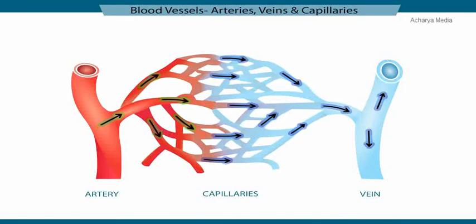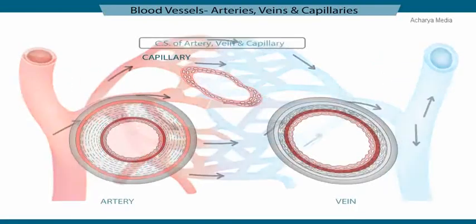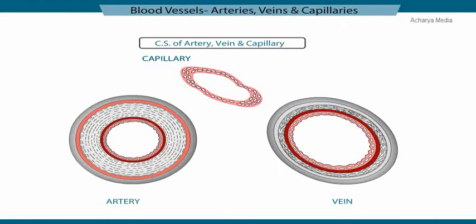A vein is a blood vessel which carries blood towards the heart. Generally, veins carry deoxygenated blood except the pulmonary and umbilical veins. Let us see the cross-section of artery, vein, and capillary.